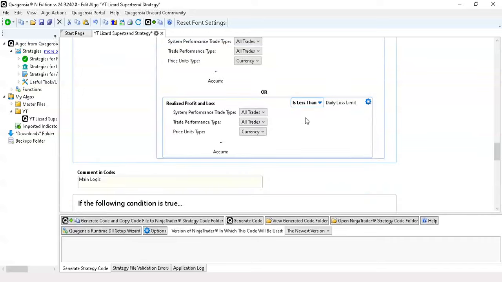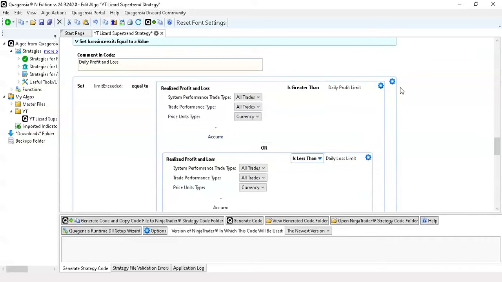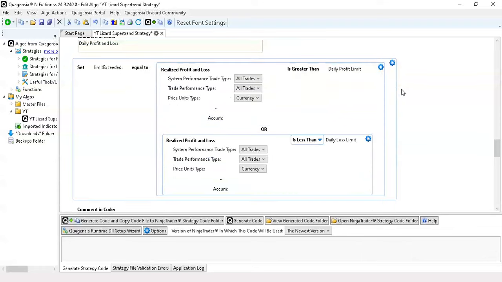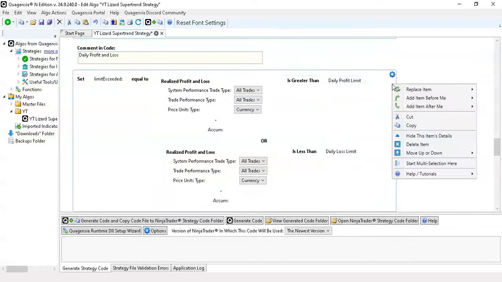All right, so let me just finish getting everything up. Now I'm going to add a condition box, because even though I have this set up, there are still some things I need to tell the strategy to do when the limit exceeded is set to true.